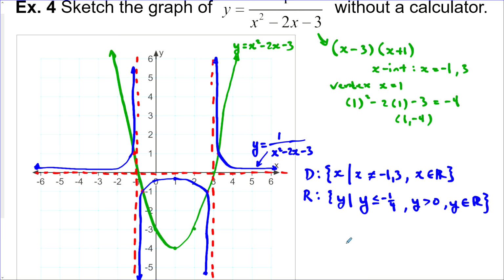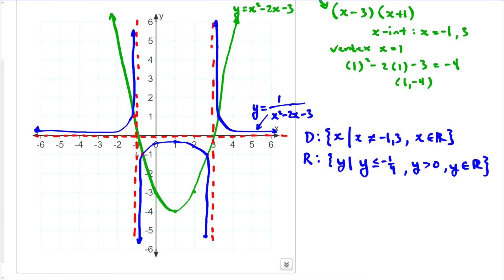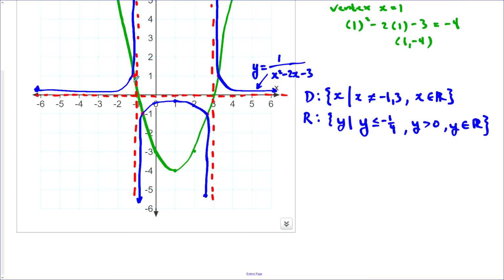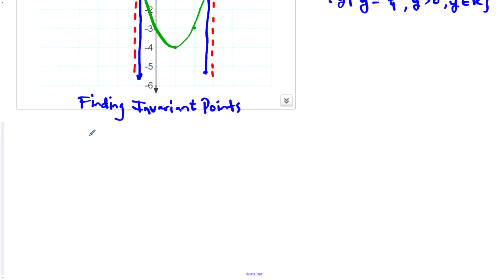as well. Let's try to find the invariant point, since I think that would be a bit difficult. So let's say where y equals 1. So we'll say finding invariant, so you know what we were doing here. And we've got y equals 1, so we'll set our equation. Remember, either equation will work, but we'll just use the simplest one, this parabola drawn in green here.